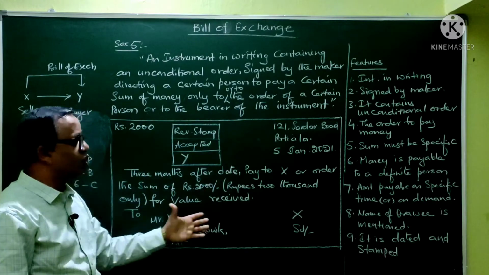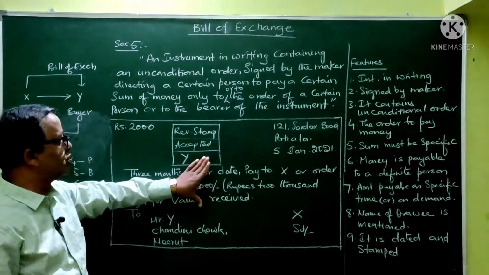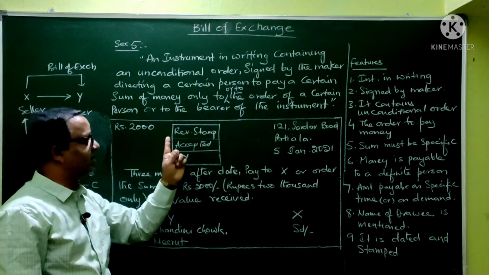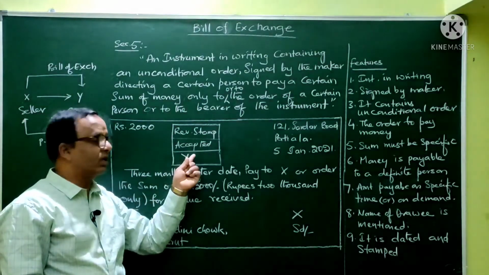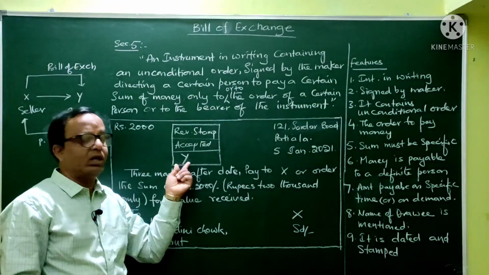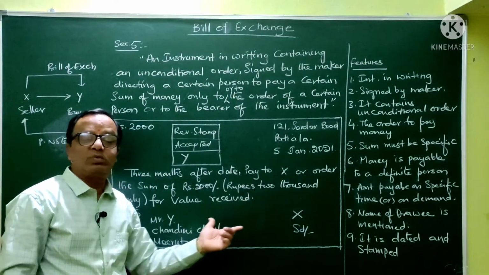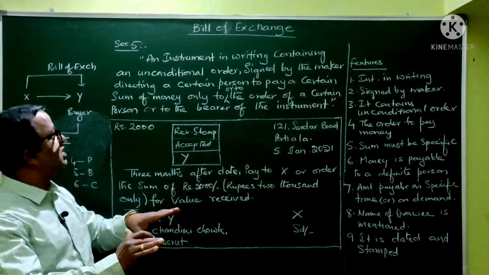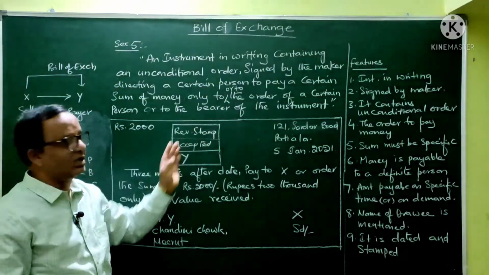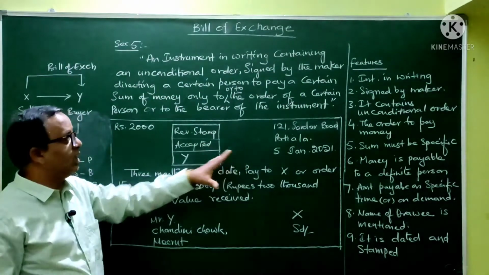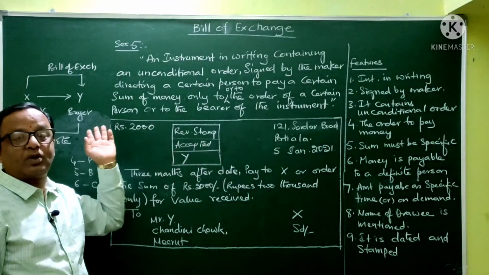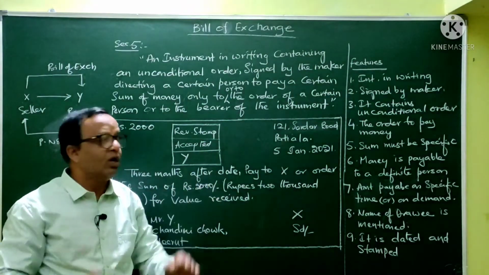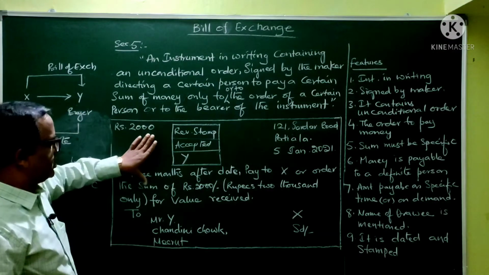In this instrument, after it is written, it will be kept in front of the buyer, one revenue stamp will be affixed, then he will write "accepted" and put his signature. It reflects that he is accepting whatever is written in this instrument in toto, as it is, without making any modification. As such, we say it is an unconditional order. In other words, the order placed by the seller on the buyer is without any preconditions. It is accepted as it is. So this is a bill of exchange.